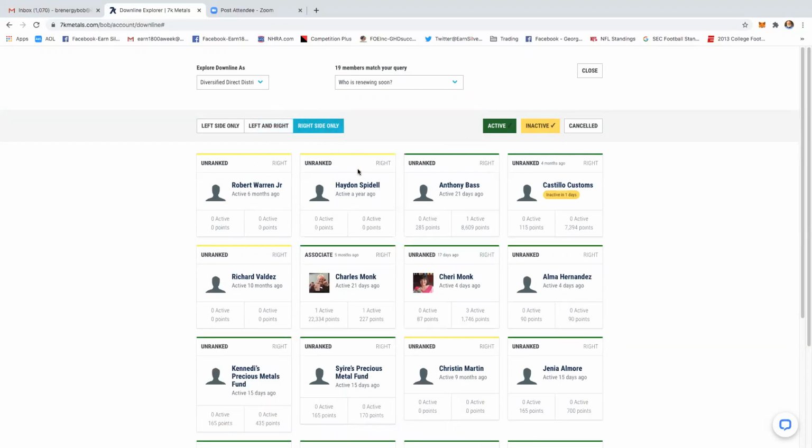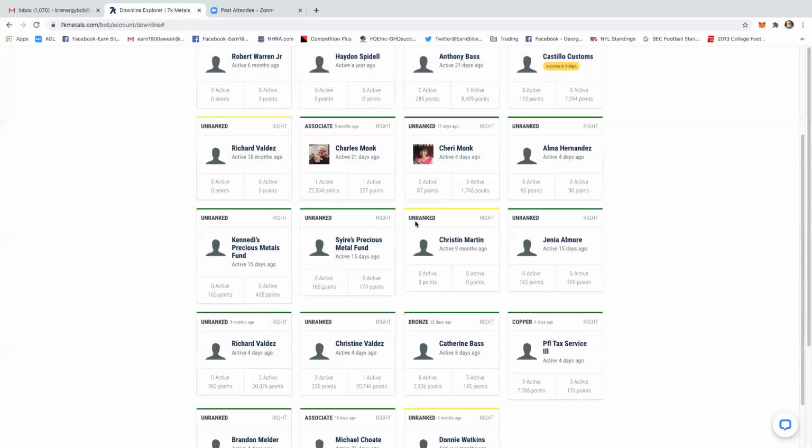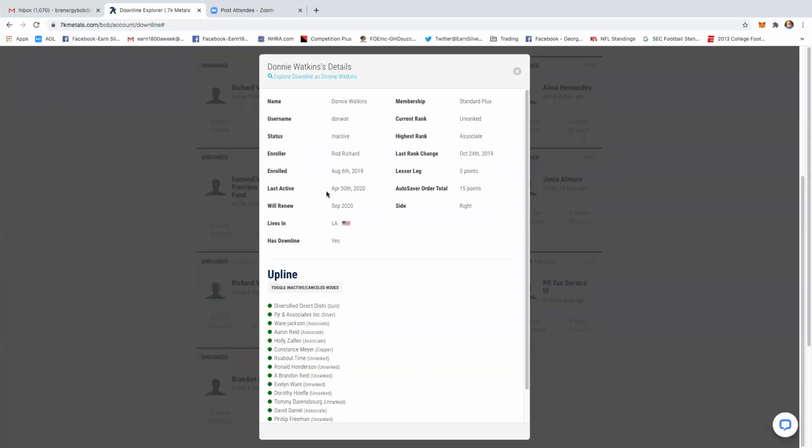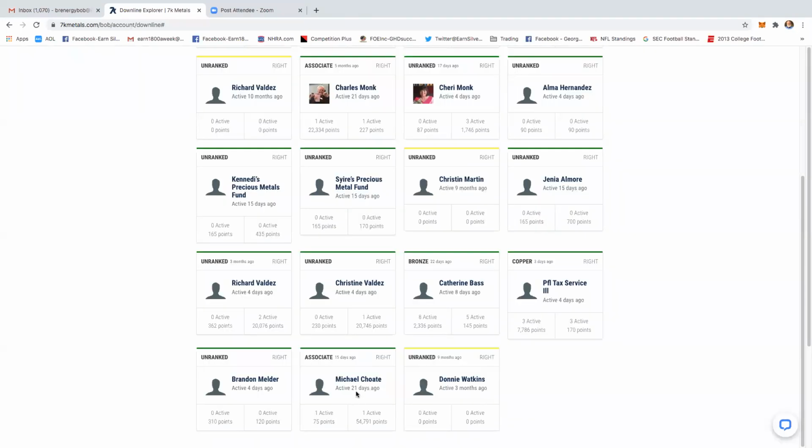Now, on my side, I know that I've got all these people renewing in the month. Well, some of them have gone by because this is August the 6th, 2019. So his enroller was right, Donnie Watkins. And so I want to put Donnie Watkins' name here on this chart, and I want to put his date here of the 6th, okay? And then I want to put Michael Choate's name down here because he's an active and inactive.